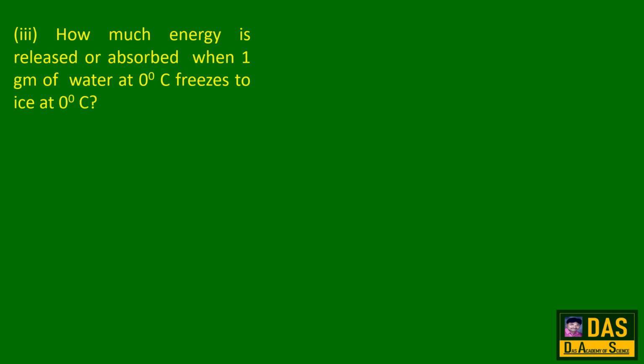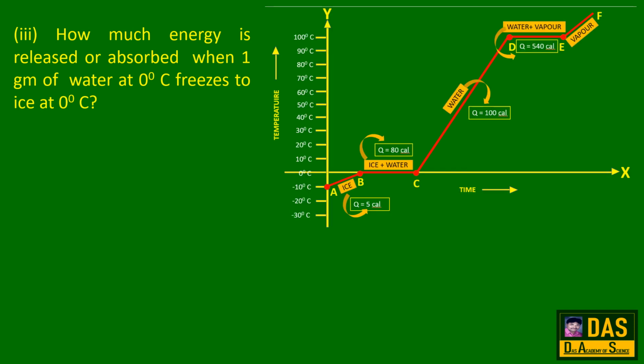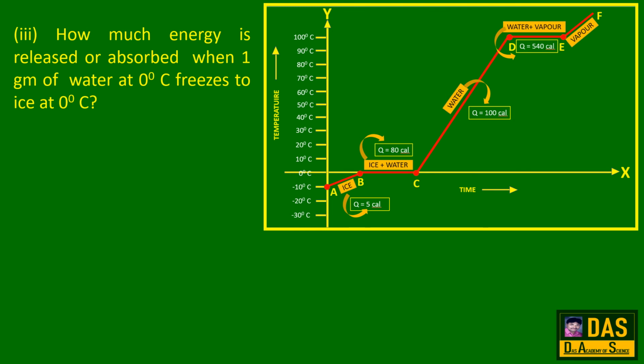Now let us do the third problem. How much energy is released or absorbed when 1 gram of water at 0 degrees Celsius freezes to ice at 0 degrees Celsius? Here the mass of the substance, that is mass of the water, is 1 gram. Conversion is from water at 0 degrees Celsius to ice at 0 degrees Celsius. So from the time-temperature graph, this conversion is from C to B.